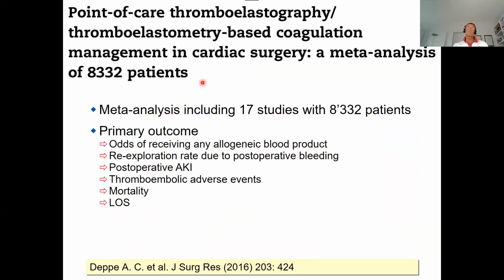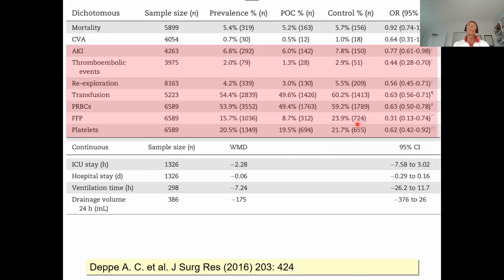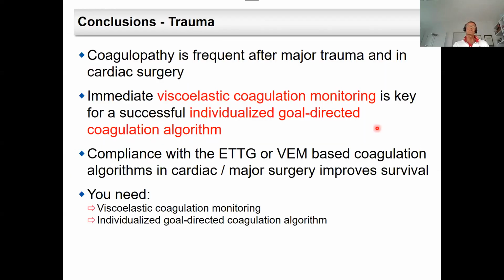thromboelastometry-based, ROTEM-based coagulation management in cardiac surgery with 8,000 patients. And you can see that mortality tended to be lower, but acute kidney injury was down 23%, thrombotic events about half, re-exploration down to about half, transfusion down 37%, you know, with all blood products being significantly reduced. So this is a great achievement of this type of coagulation management in cardiac surgery.